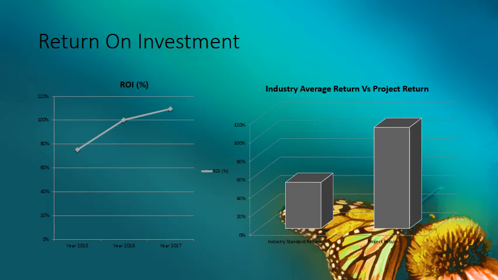Here is the return on investment of our project. From the chart, you can see that the ROI is quite promising. In the first year, the ROI is estimated to be around 80% and then goes up to 100% in the next year of 2016. At last year, the ROI will go to 110%, which is a really high figure, and it shows that our project is quite profitable. And compared with the average standard in the industry, our project outperforms the average number a lot.